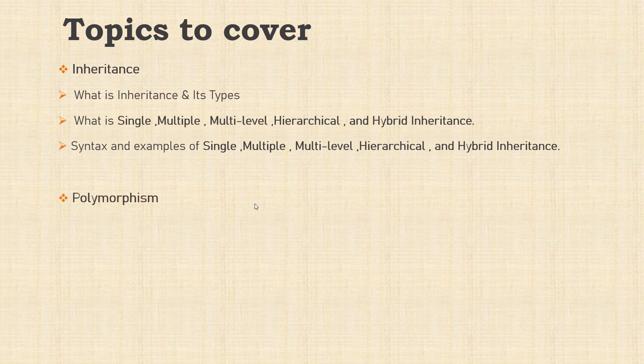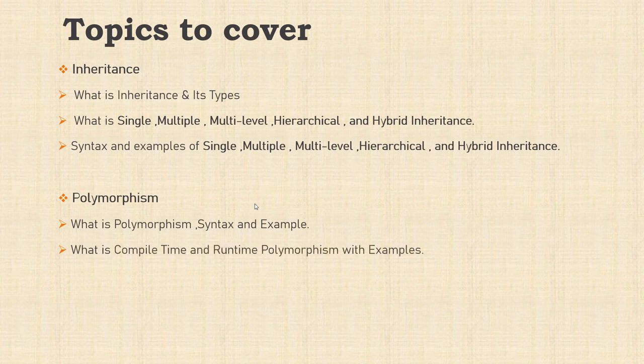After that, at last, we'll cover polymorphism. What is polymorphism? Its syntax and example. What is compile time and runtime polymorphism with examples, and the difference between compile time and runtime polymorphism. We are going to cover all these topics one by one. All the pillars of object oriented programming will be covered in this tutorial.